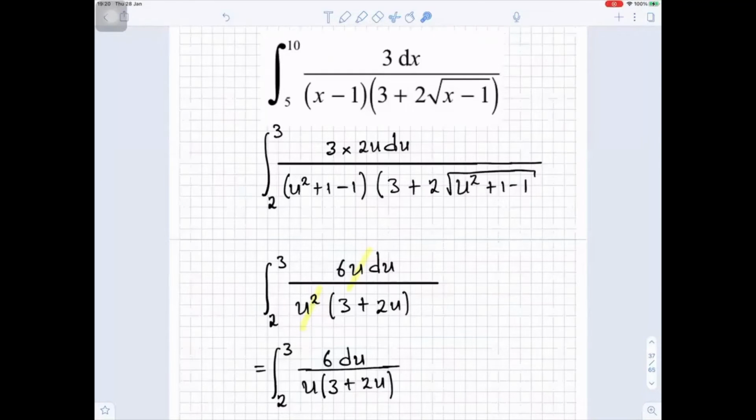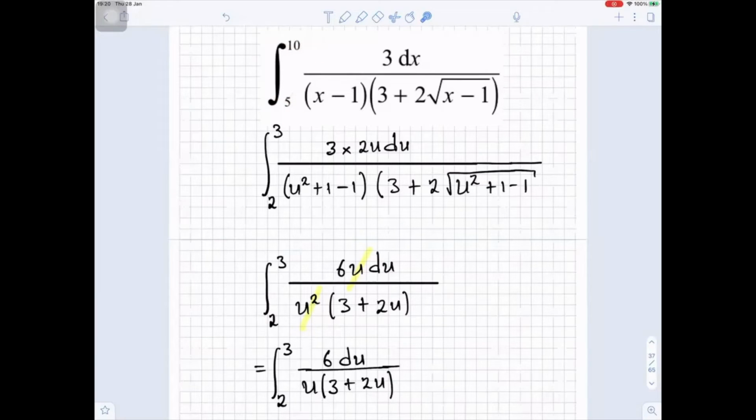So now we can replace x minus 1 and replace dx. We replace dx with 2u du. That's what we replace dx with. We replace x with u squared plus 1. And the limits are from 2 to 3 because we've changed them, not 5 to 10.